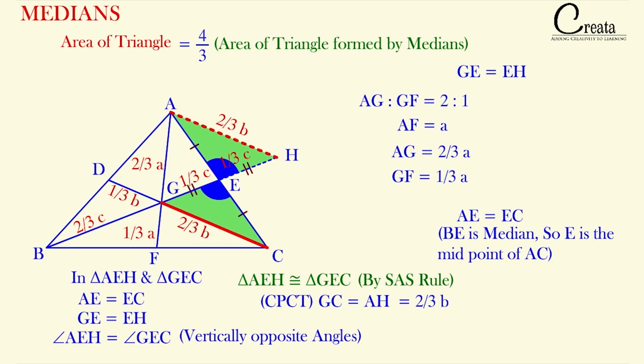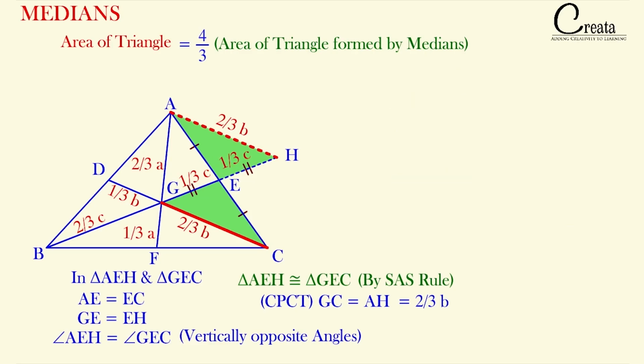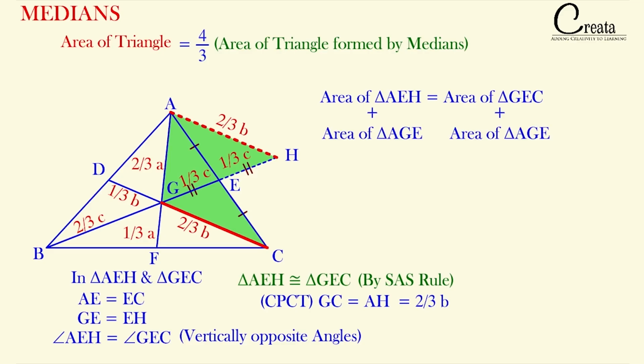Okay, moving further, we have just proved both of these triangles are congruent to each other, meaning they are exactly matching each other, which further means that the areas of both of these triangles are equal. So we can say area of triangle AEH is equal to area of triangle GEC. If we add the triangle AGE to both sides, we can say area of this complete triangle is equal to area of this complete triangle. That is, area of triangle AGH is equal to area of triangle AGC. Area of both of these triangles will be equal to each other. Simple.